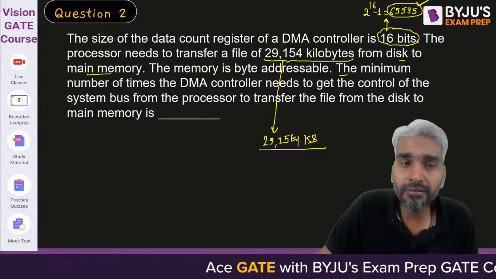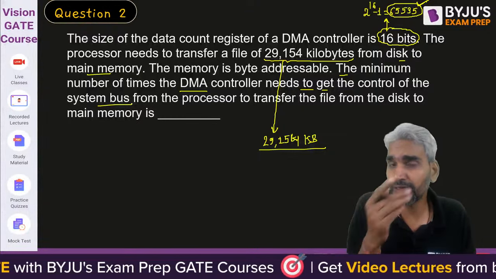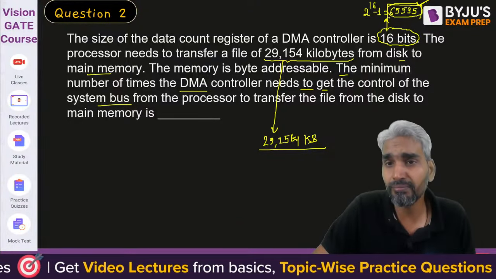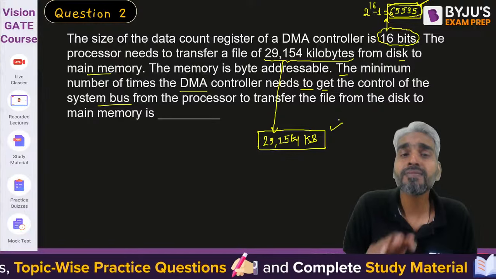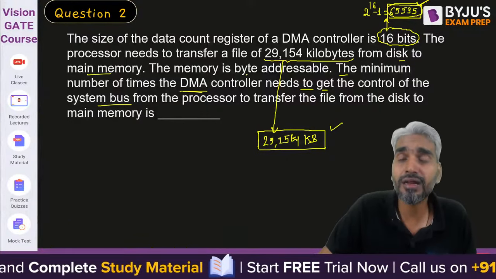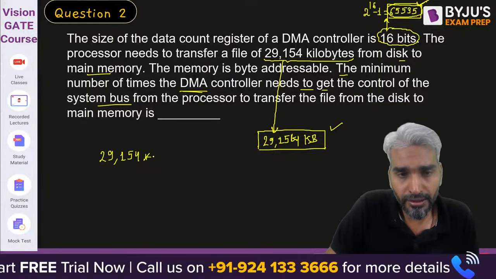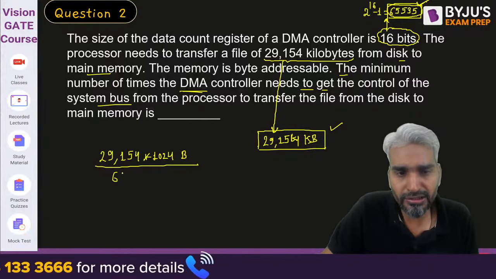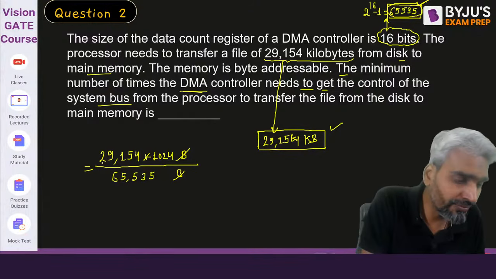Now it is asking the minimum number of times the DMA controller needs to get control of the system bus. Once control of the system bus is given to the DMA controller, it will be able to transfer only 65,535 bytes of data. But it needs to transfer this much data from the disk to the memory. So how many times will we have to initialize the DMA controller? It will be 29,154 into 1024, because it is kilobytes to bytes, divided by 65,535 bytes per operation. It may be a fraction, so it's okay.